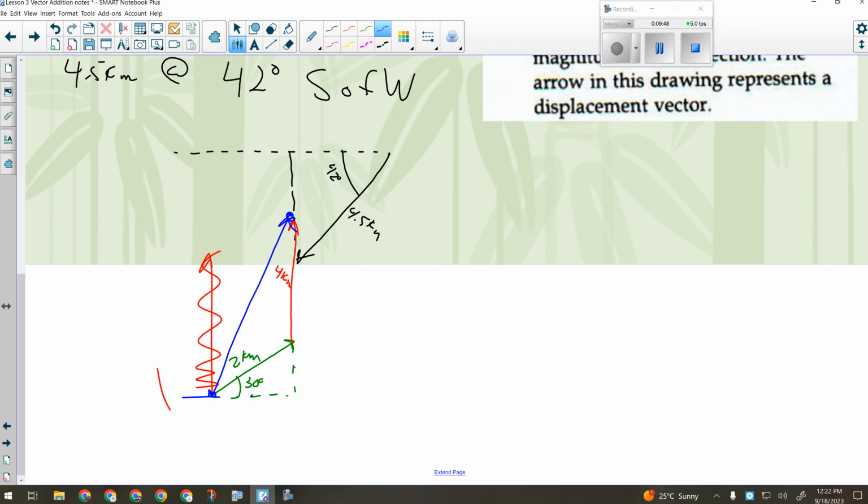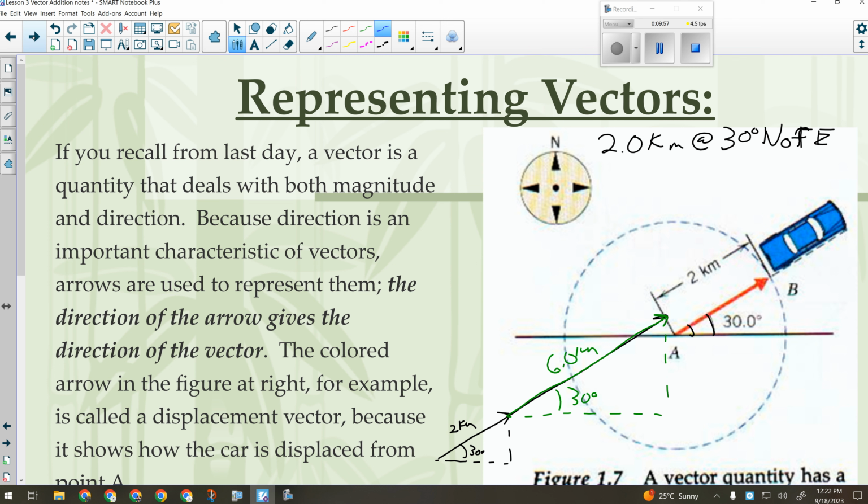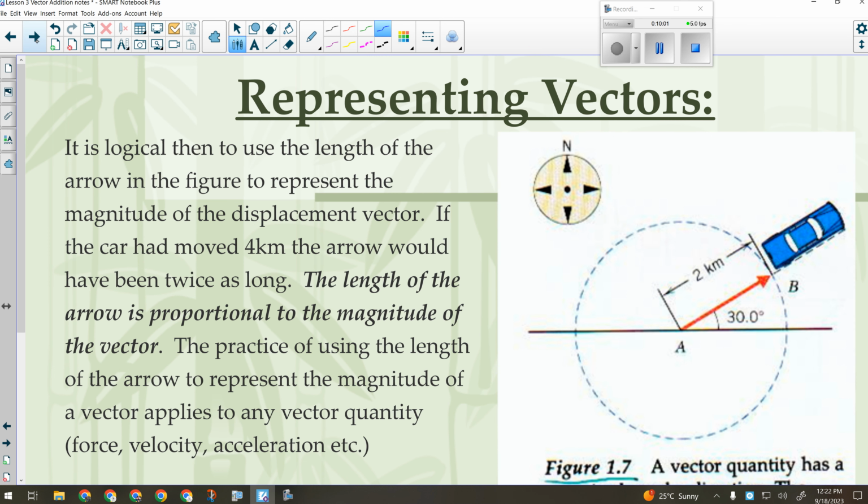For right now, we're going to do them all on the same line because that's easier to learn. So as we said, the direction of the arrow gives the direction of the vector, and the length of the arrow is proportional to the magnitude of the vector. Those are the conventions that we use when we're drawing vector diagrams.